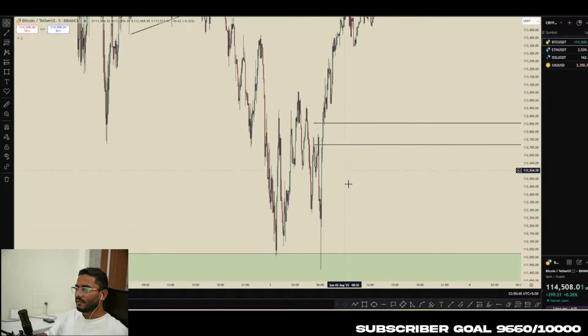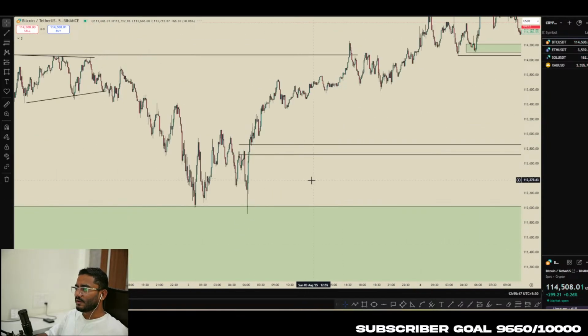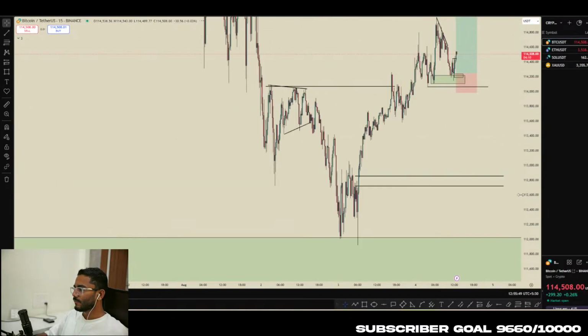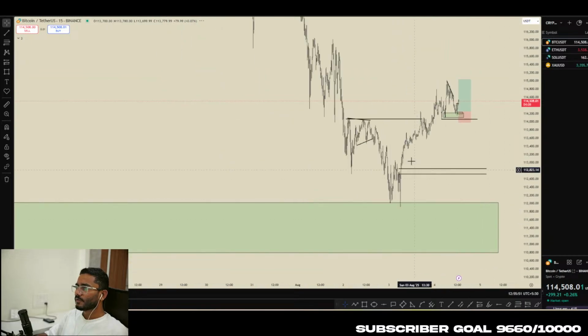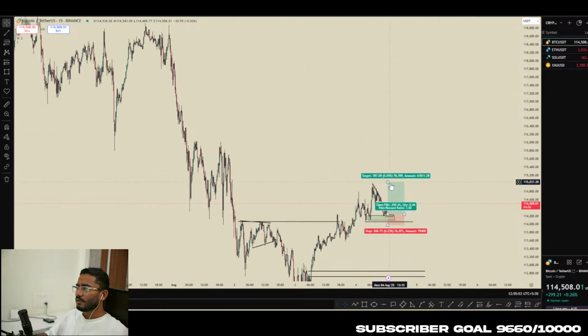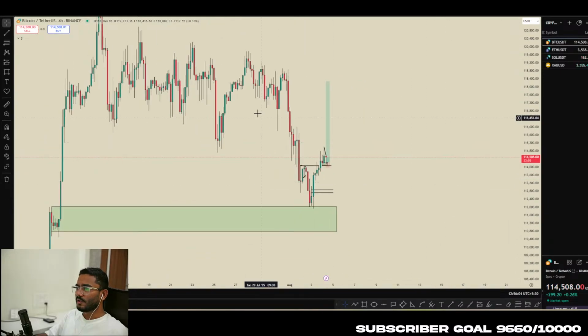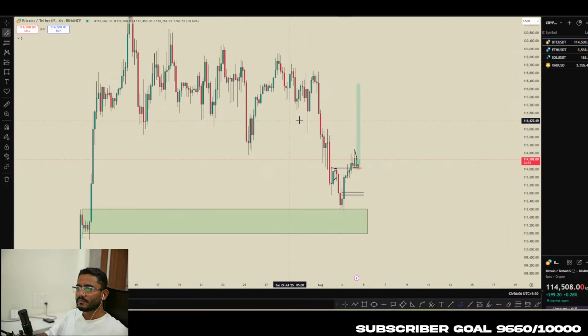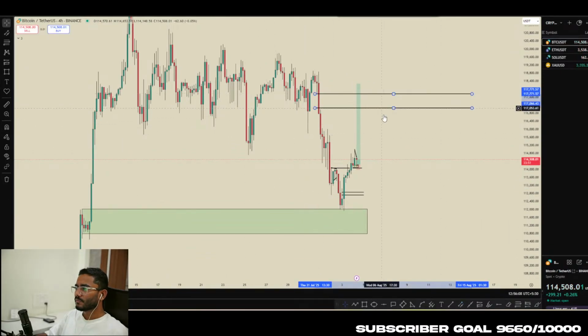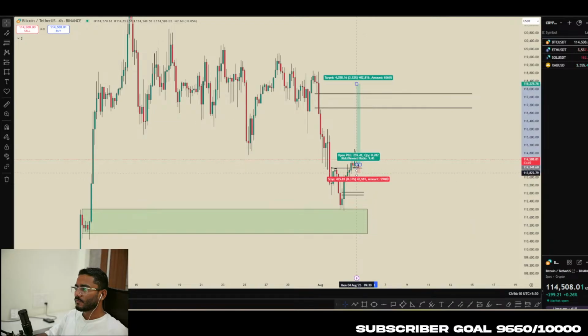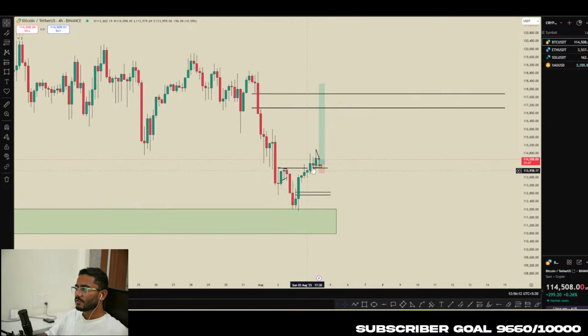And everything here is unmitigated. If price comes to this area, then we'll look for another buy side entry. The first target is the next high, and we can use this target till the 1 hour imbalance, which is this one. So with a big stop loss, it's 1:8.